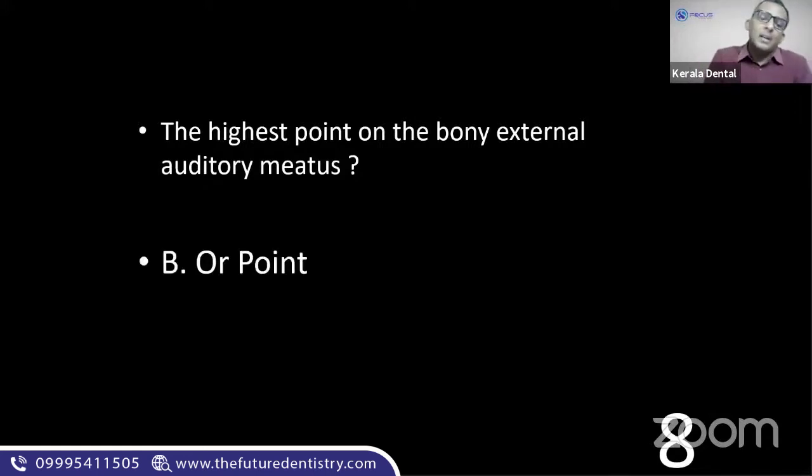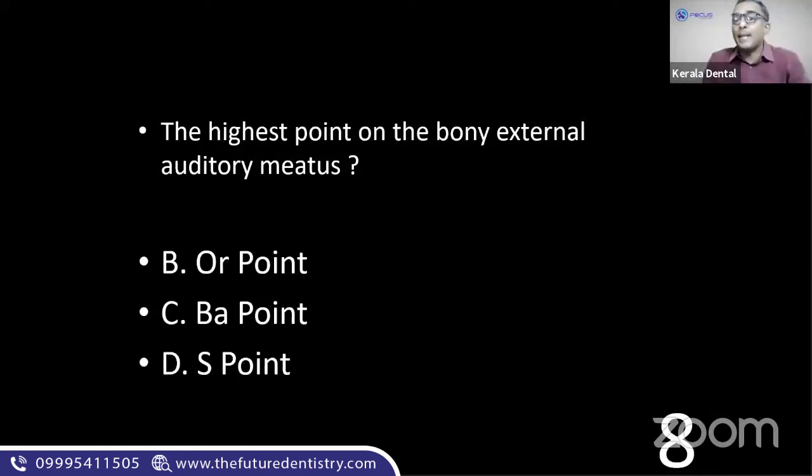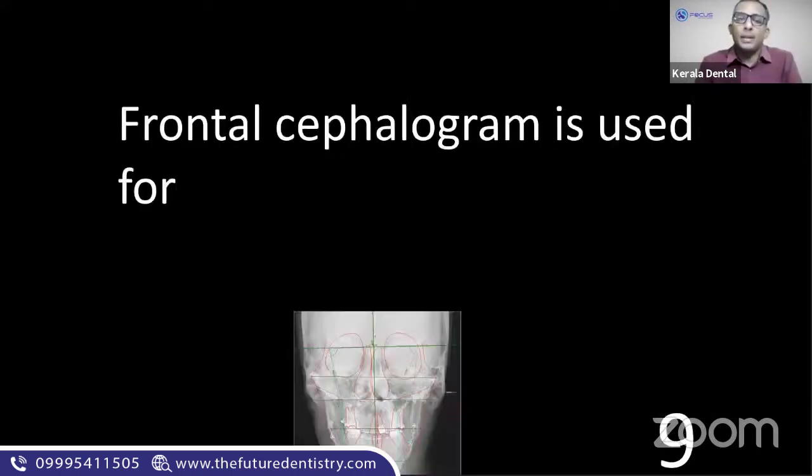People got it. It's not OR. OR is orbit. BA is Basion, way back in the foramen magnum. S point, it's Sella. So the answer has to be PO or P, which is called Porion. Perfect. You guys got it.